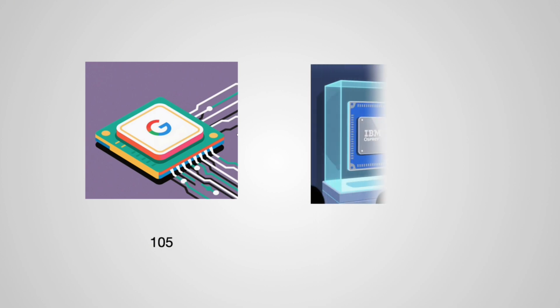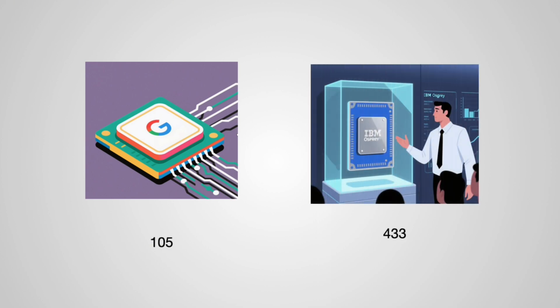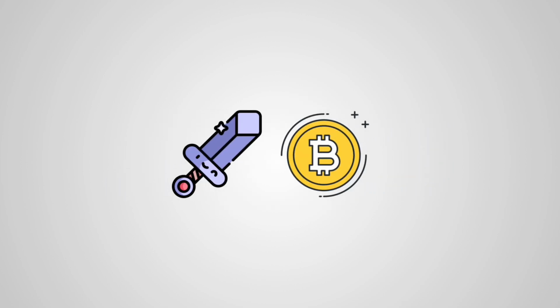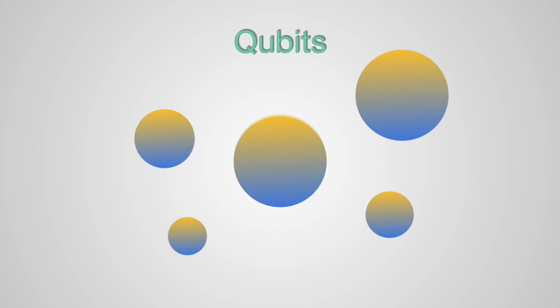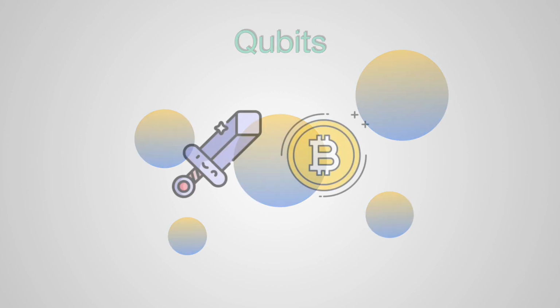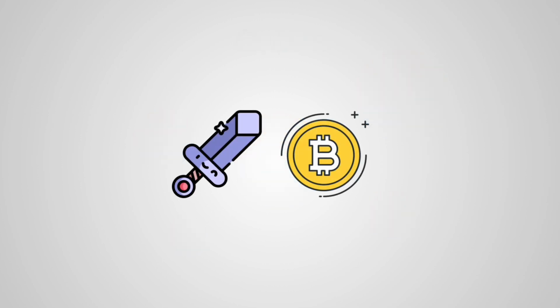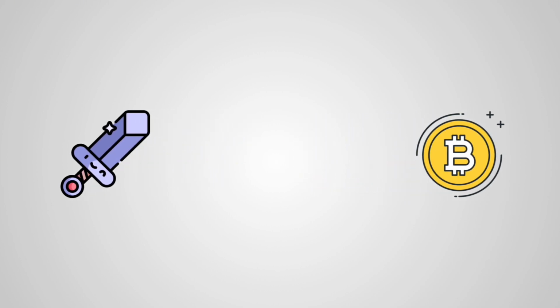For example, Google's Willow chip has 105 qubits, and IBM's Osprey processor has 433 qubits. Both are impressive advancements in quantum computing, but they are still far from the number of qubits needed to pose a threat to Bitcoin's encryption. Moreover, even if a quantum computer had the required number of qubits, it would also need to achieve a high level of error correction and stability, which is another significant challenge. Therefore, while quantum computing poses a theoretical threat to Bitcoin's encryption, it remains a distant concern with current technology.